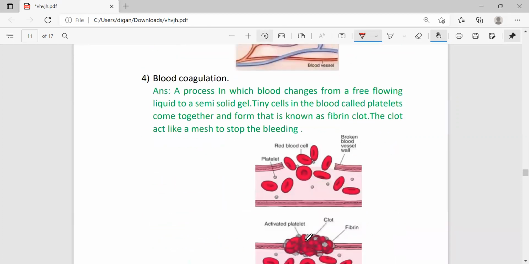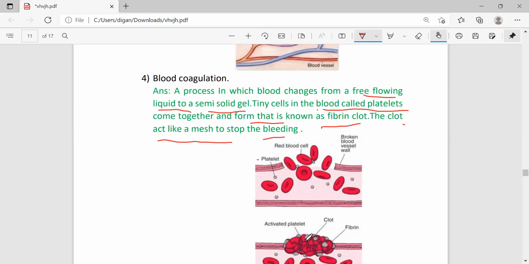Next, blood coagulation. It is a process in which blood changes from a free-flowing liquid to a semi-solid gel. Tiny cells in the blood called platelets come together and form what is known as a fibrin clot, and this clot acts like a patch to stop the bleeding.